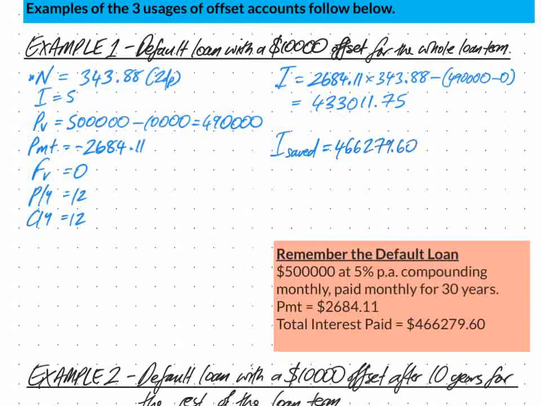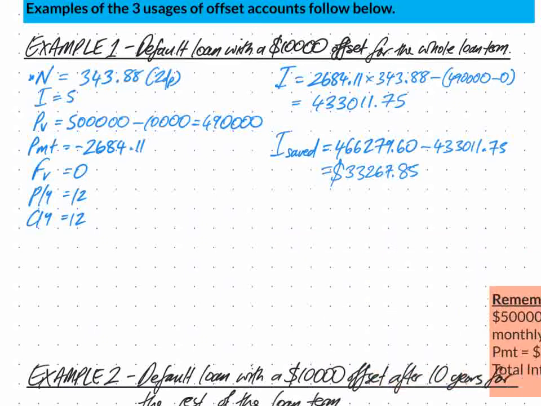So we're comparing it to the default loan minus the interest that I paid with this strategy. That's going to equal $33,267.85. So essentially, the offset's working like a lump sum that you paid off right from the start. Okay, so that's the amount of interest saved for that scenario.